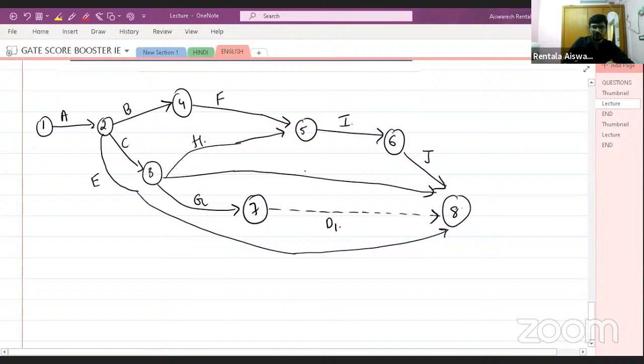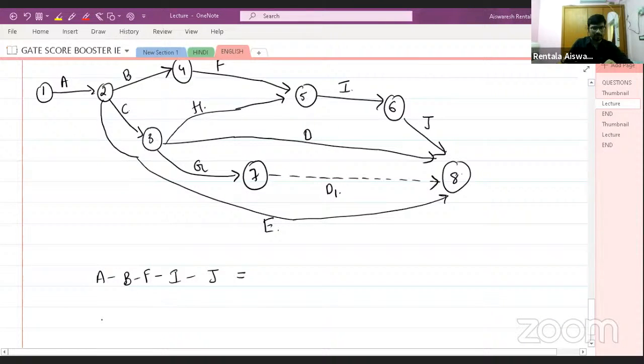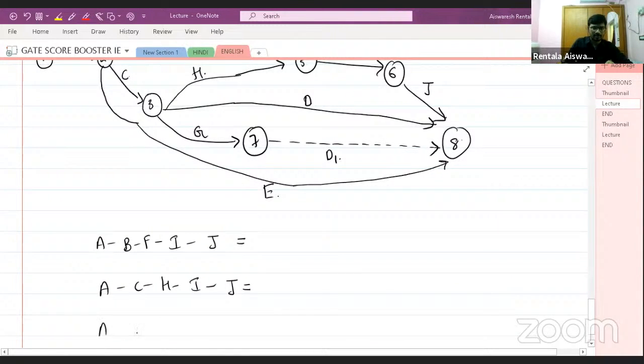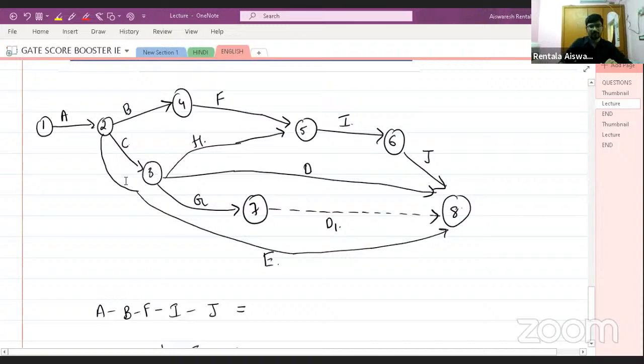Let us find out the things which were asked in the question. Let me write E like this. What are the different paths? A, B, F, I, J. Next, A, C, H, I, J. And A, C, D I can take. And A, C, G. I'm not including the dummy.